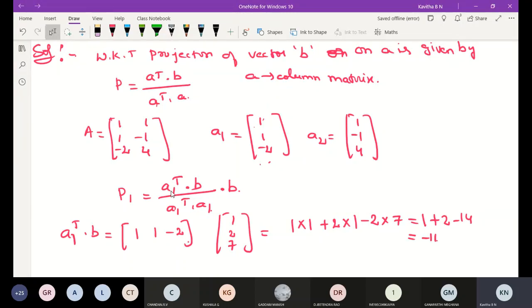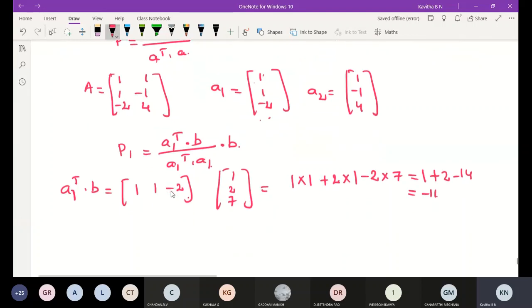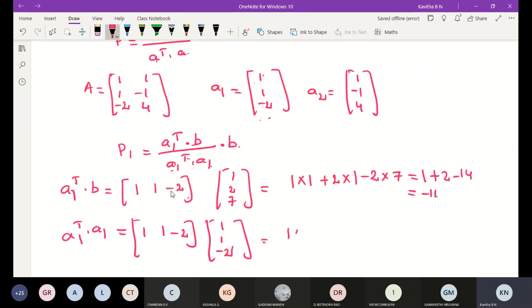Similarly, we need to find A1 transpose A1. Find out A1 transpose dot A1. Here 1, 1 minus 2, then A1 is 1, 1 and minus 2. Then do it: 1 into 1 plus 1 into 1 plus minus 2 into minus 2. Means 1 plus 1 plus 4, which is 6.